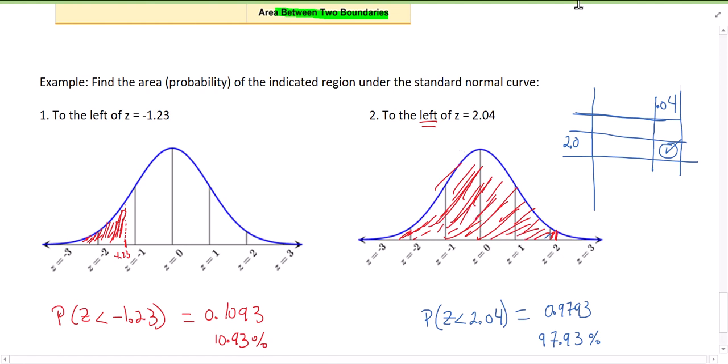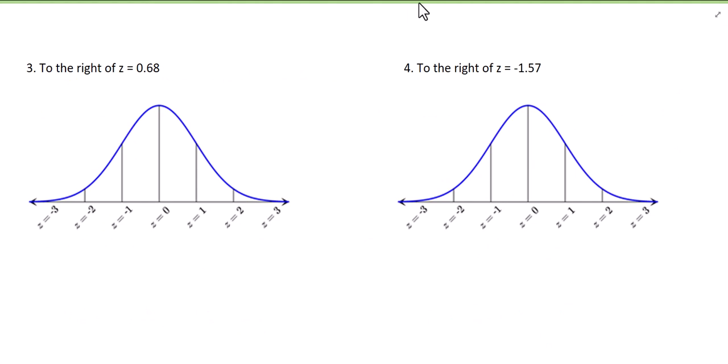All right, let's try the next examples. Now we're going to do the same thing here. First, locate our z-score. Our z-score is 0.068, so really close to the mean. So 0.068, let's say somewhere over here. And so we want to shade the area. Now notice that it says to the right.